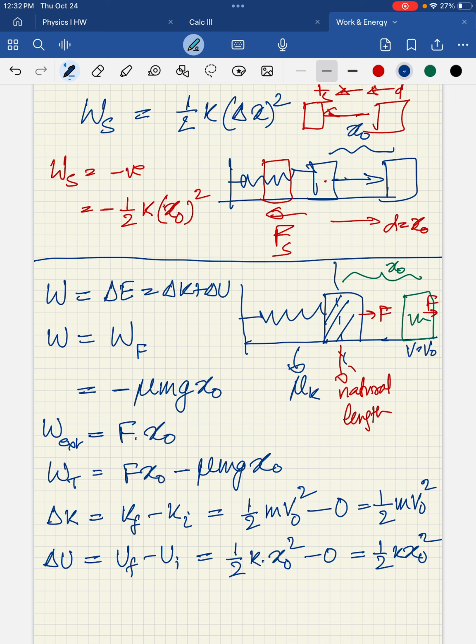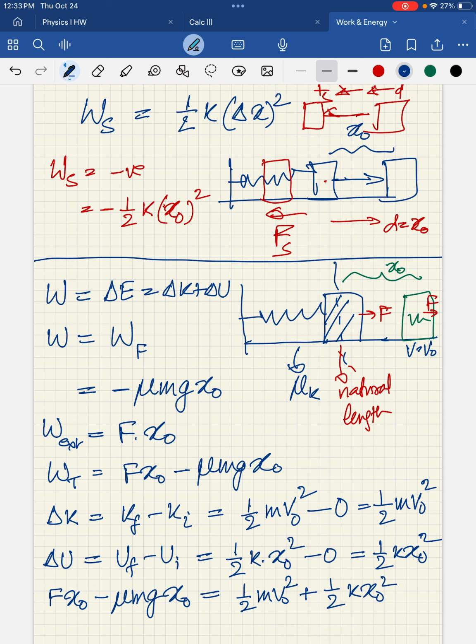Now we plug everything back into the equation. So total W is Fx0 minus mu mg x0 is equal to delta k, half m v0 square, plus delta u, and that is half k x0 square.